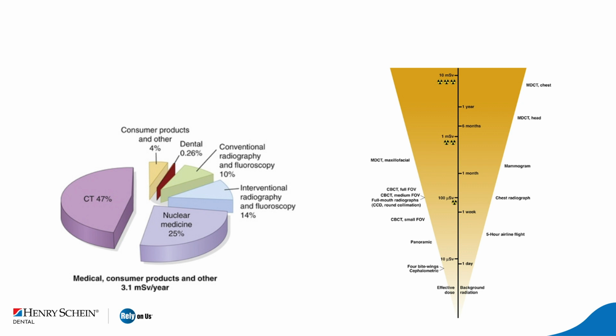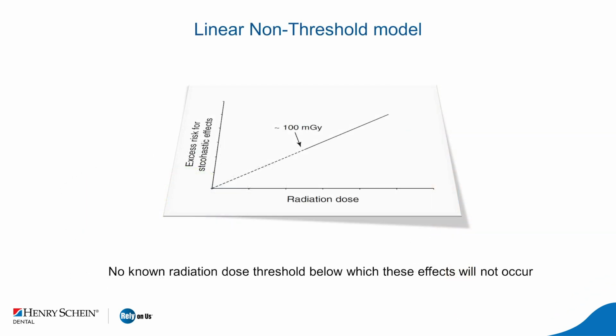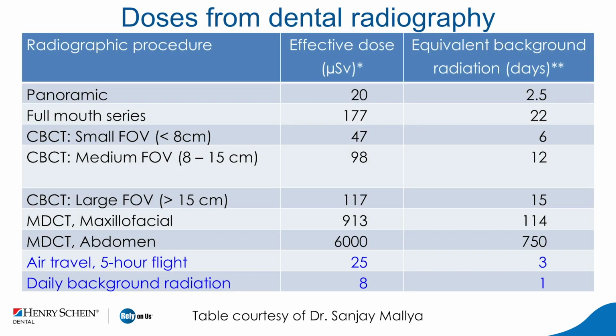If it's a root fracture, external resorption, internal resorption, if it is to assess where exactly the mandibular canal is positioned prior to implant, you really have to have that exam. And here is the linear non-threshold model that we use in radiology, which tells you that basically below 100 milligray, which is where we are with our dental exam, we're very low on that scale, that there is no known radiation damages known.